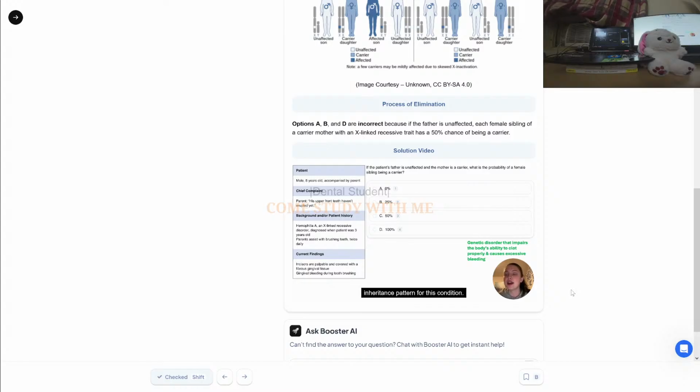But now let's go into the inheritance pattern for this condition, and honestly for any X-linked recessive condition. For a condition to be recessive, it usually means that it requires 2 copies of the defective allele to be expressed. But in X-linked recessive conditions, this is not always true.